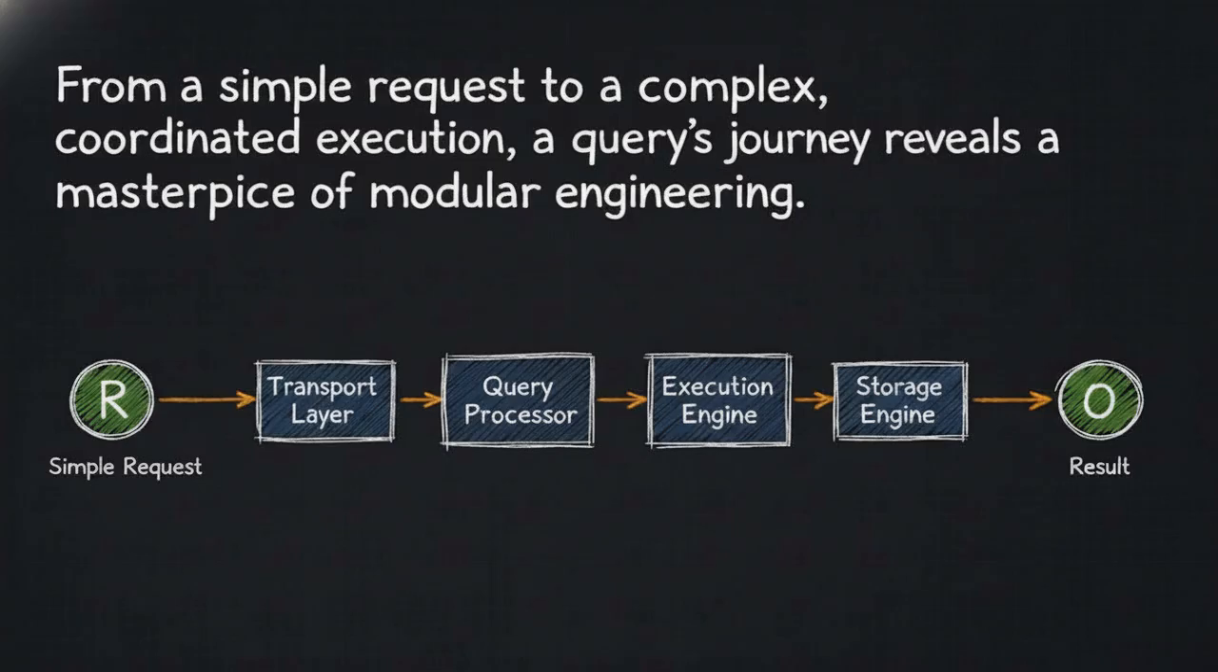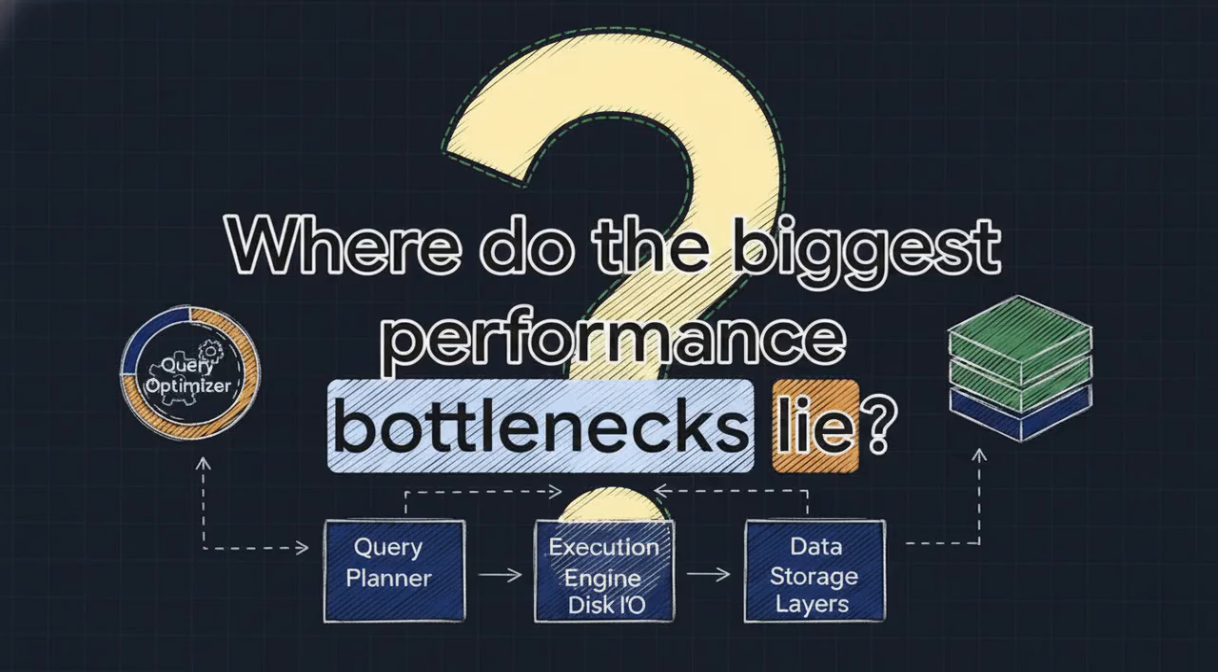So there you have it. What starts as just a simple string of text is first received by the transport layer, then it's turned into a super efficient plan by the query processor. That plan is acted on by the execution engine, and it's finally fulfilled by all that complex machinery inside the storage engine. When you look at it this way, it's really a masterpiece of modular engineering.